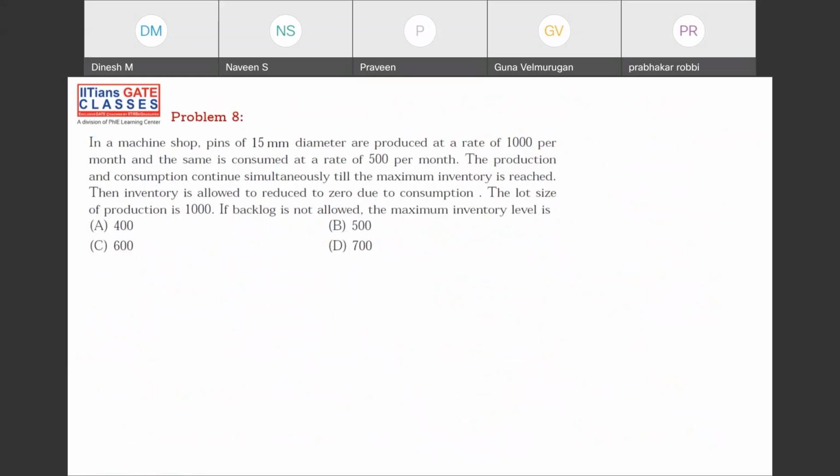But let's solve this problem. In a machining shop, pins of 15 mm diameter are produced at a rate of 1000 per month. What is this, is it D, Q or K? Anyone? K, obviously. K is 10,000 per month. And it is consumed at 500 per month. What is 500? Is it the consumption rate, or demand rate? Is it not D?